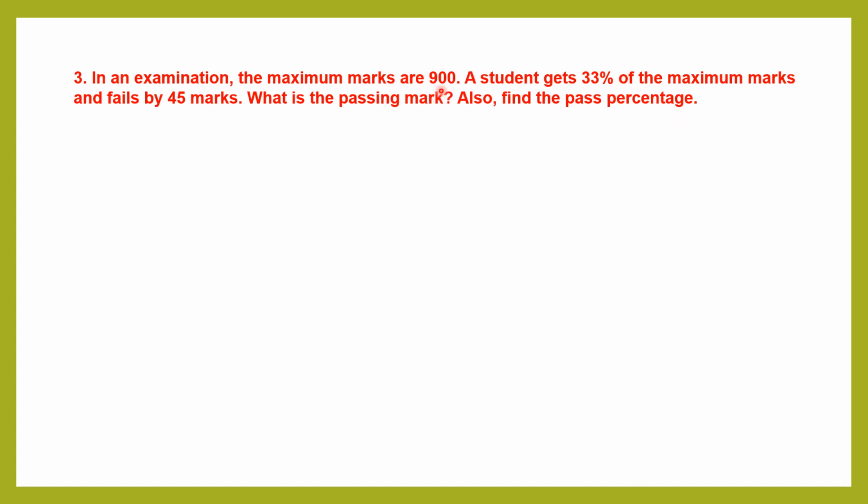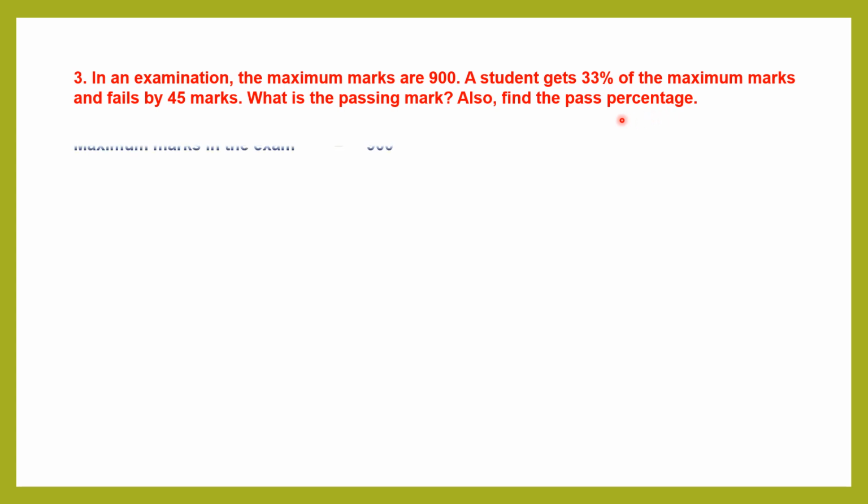So 900 is the maximum marks. A student gets 33% of this, okay, of 900. But he still fails. He fails by how many marks? By 45 marks. That means if we add 45 marks to the marks that he got, he would have passed, because that will be the passing mark. So we have to find out what is that passing mark. Also, what is the pass percentage? He got 33%. Is that a pass percentage? We're going to find out.